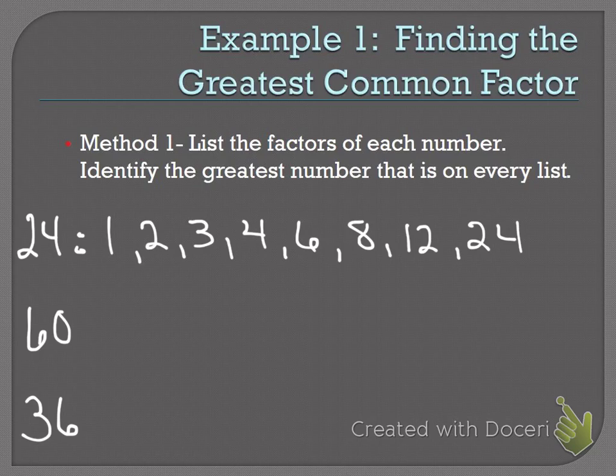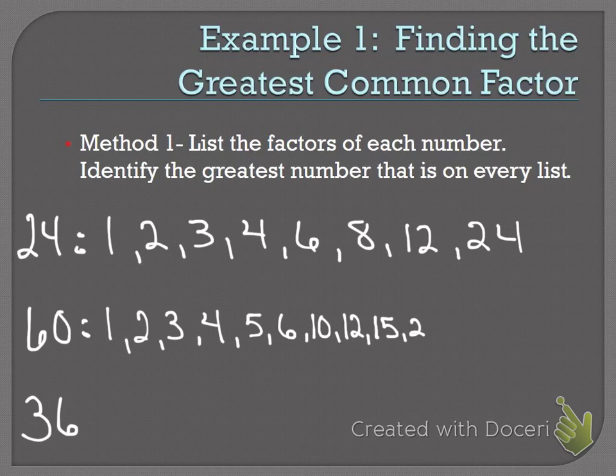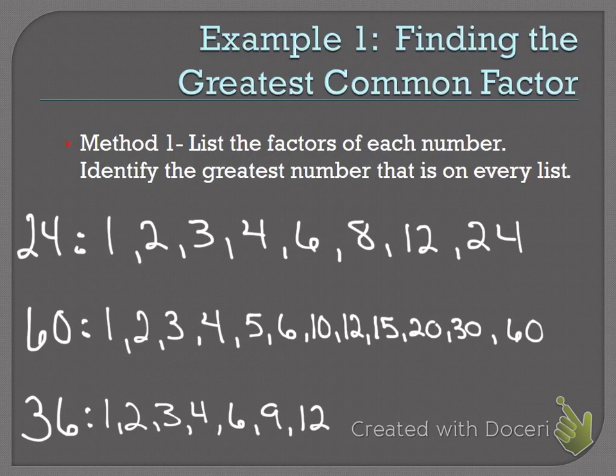I want you to do the same thing for 60 and 36. All right, so let's fill them in. Say them with me on 60: 1, 2, 3, 4, 5, 6, 10, 12, 15, 20, 30, and 60. Then for 36: 1, 2, 3, 4, 6, 9, 12, 18, and 36.